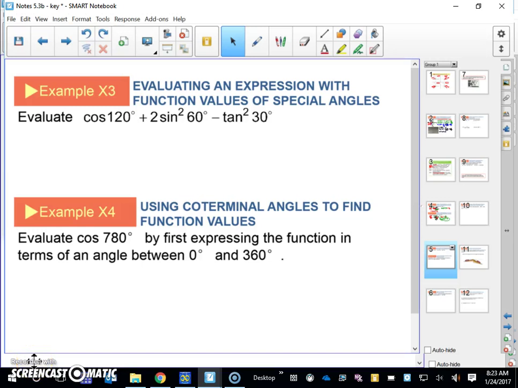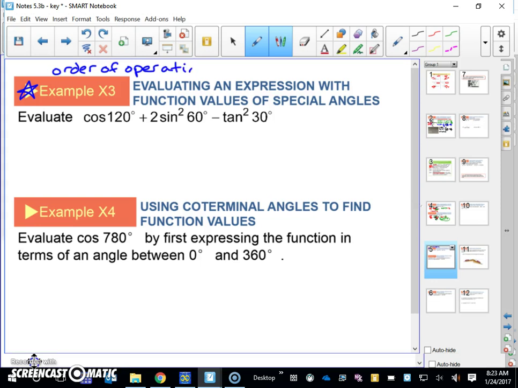I want you to put a star by this problem because a lot of students will struggle with this one, next quiz, next test, something like this. Basically what this turns into is order of operations. It's combining the trig that we've been doing with algebra stuff and PEMDAS, basically. You've got 3 different problems that you're going to need to solve.